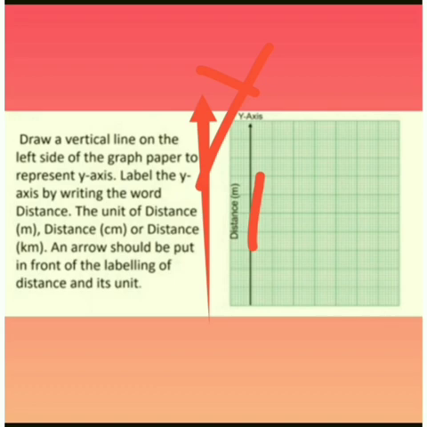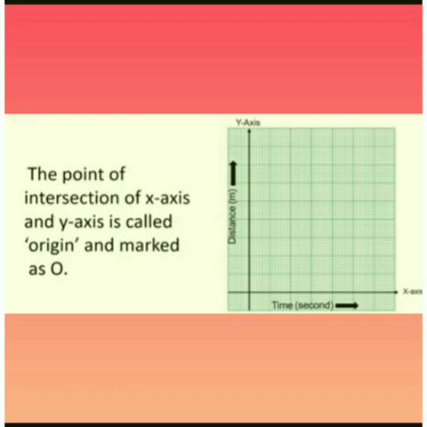Now the next step is the point of intersection of the x-axis and y-axis. The point of intersection here, of the x-axis and y-axis, is called the origin and marked as O.